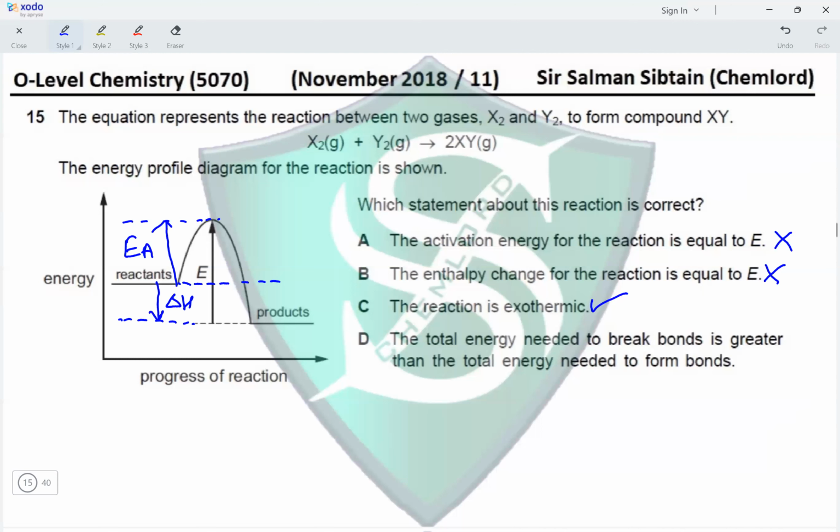The total energy needed to break bonds is greater than the total energy needed to form bonds. If the energy needed to break bonds would be greater, this would be an endothermic reaction. Here, the total energy needed to break bonds is lesser than the total energy needed to form bonds because more energy is given off. So this makes the reaction exothermic and not endothermic. Therefore, the correct option for this question is option C.